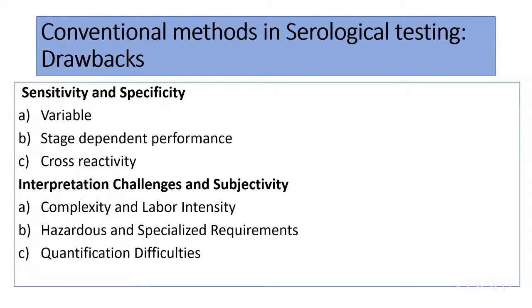Another thing is the interpretation challenge. As I told, it is the mathematical calculation of dilution, then calculation of the OD value with the PC and NC that you have seen, with all those calculations. And in certain assays, like the radioimmunoassay, there is a problem with the hazardous substance. And quantification. In certain serological tests, you know that quantification is essential. And most of the ELISA techniques conventionally, we are mostly doing the qualitative ones.